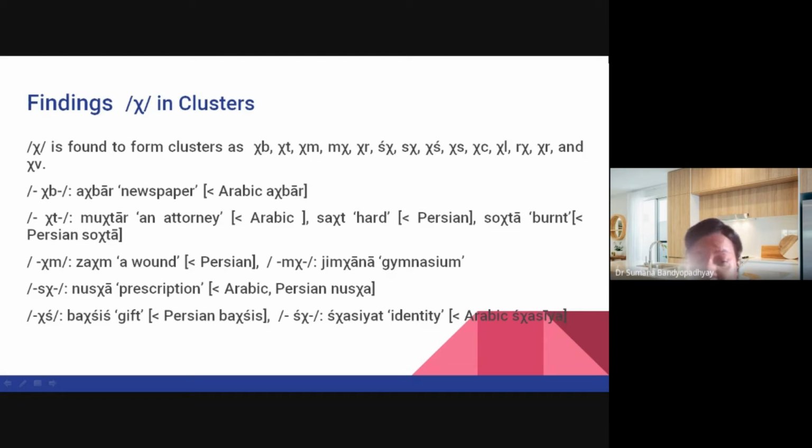Also, there are additions of syllables. For example, in saksiyat, it comes from Arabic saksia. And in baksis, s is palatalized over here. There is a palatalization on the word from Persian.